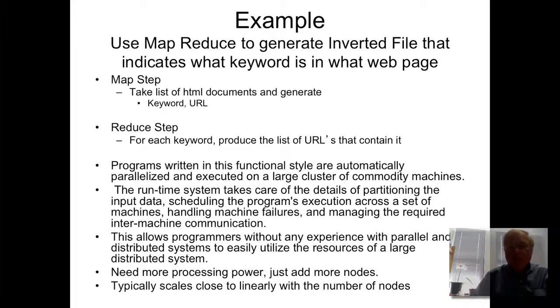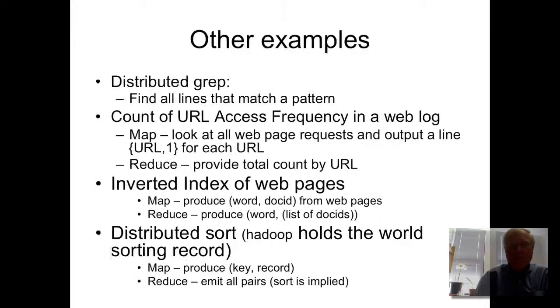It typically scales close to linearly with the number of nodes, at least in the range of up to 10 or 20,000 nodes. So you can really attack very, very large problems with a lot of relatively inexpensive hardware, actually. These are not typically HPC class types of hardware. Some other examples, distributed grep.